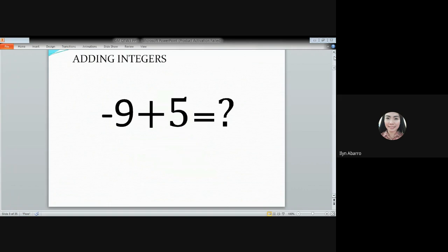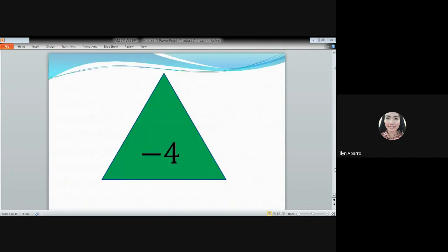So adding integers with different signs. Pag sinabi natin different sign, one is negative and the other one is positive, we will subtract their values and then we will use the sign of the bigger number or the larger number. Okay, in here, since these are unlike, we will subtract. So that is 9 minus 5 is equal to 4. Okay, and then we use the sign of the bigger number, which is 9. So that is why our answer is negative 4.